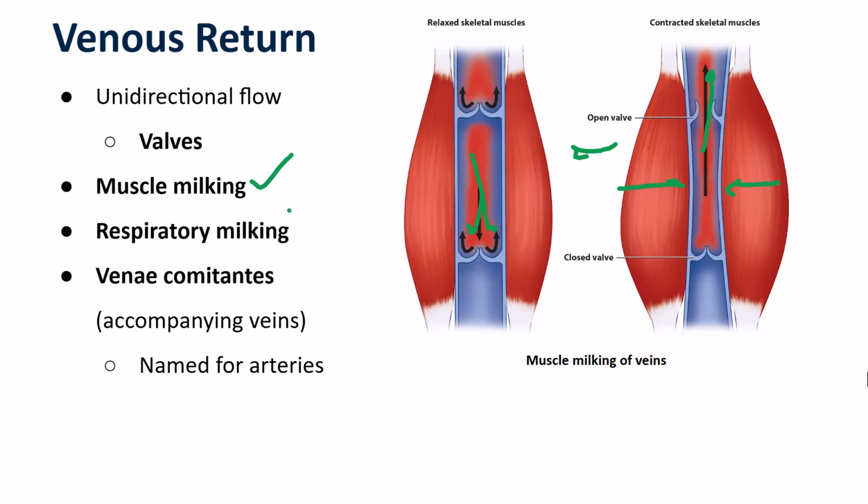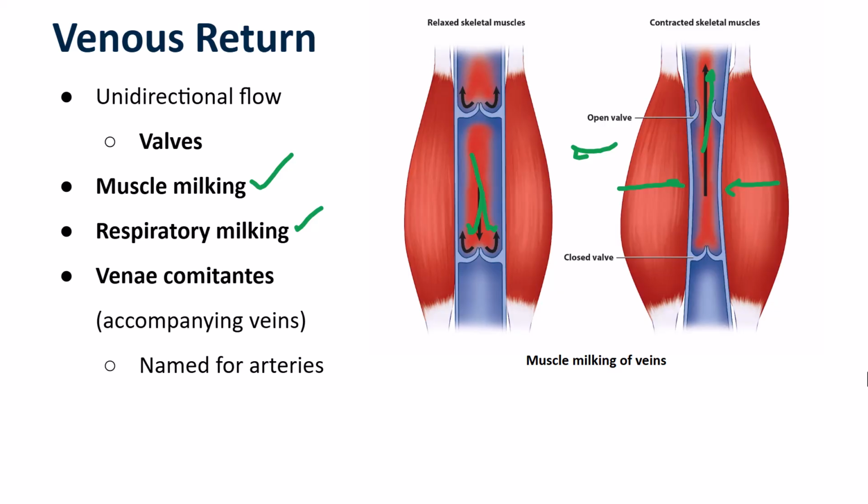Another way of moving venous blood forward is through respiratory milking. So we'll talk about this in the context of the respiratory system, but your diaphragm can change the volume of thoracic and abdominal cavities, and by changing the volume, it changes pressure. Changing pressure exerts pressure on organs and structures within, and as a result, that also puts pressure on veins, encouraging movement back towards the heart.